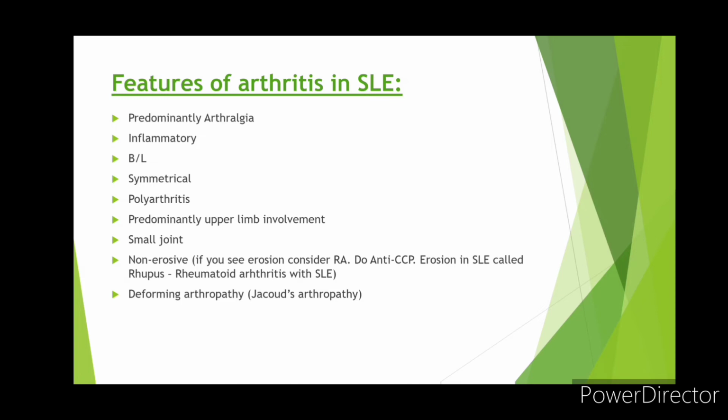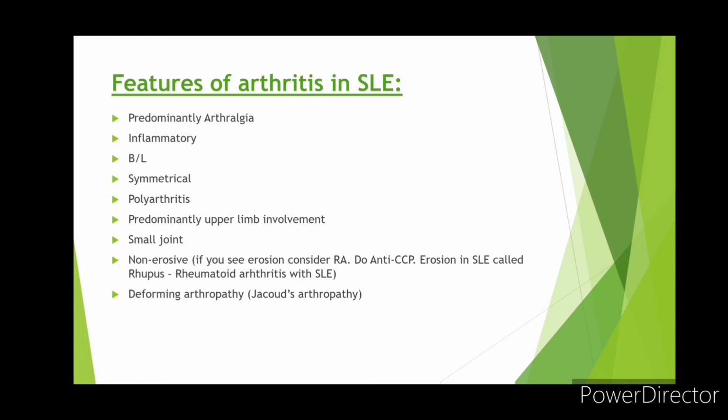Number 1, there will be arthralgia. Number 2, it is inflammatory. Number 3, bilateral. Number 4, symmetrical. Number 5, polyarthritis. Number 6, it will involve predominantly the upper limb. Number 7, small joints. Number 8, non-erosive. And number 9, may be deformed.